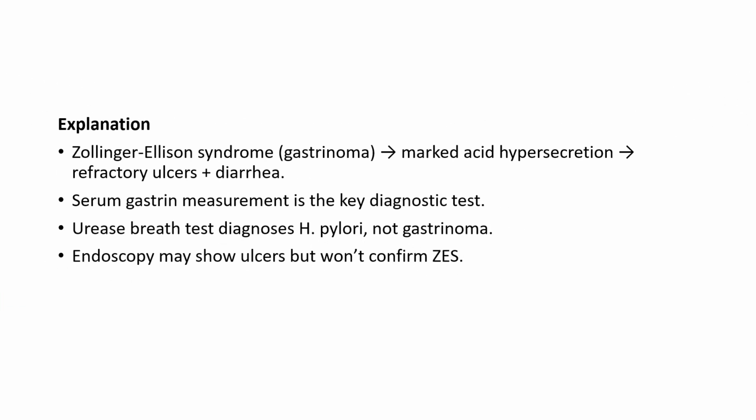Zollinger-Ellison syndrome is a gastrin-secreting tumor, gastrinoma. It leads to massive acid hypersecretion, which leads to multiple refractory ulcers and diarrhea. Serum gastrin measurement is the key test. Urea breath test is for Helicobacter pylori and not Zollinger-Ellison syndrome. Endoscopy may show ulcers but does not confirm Zollinger-Ellison syndrome.